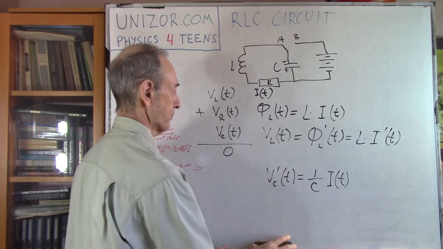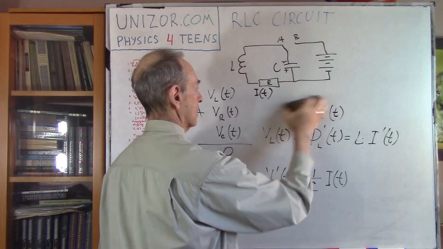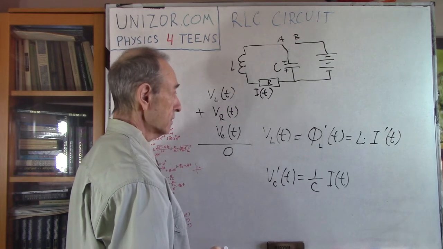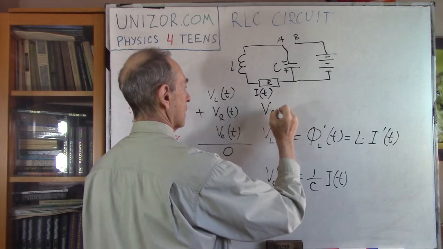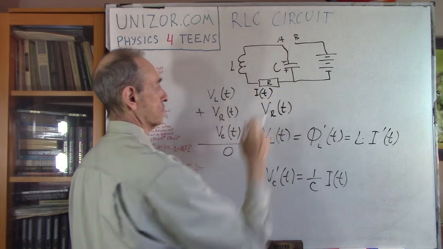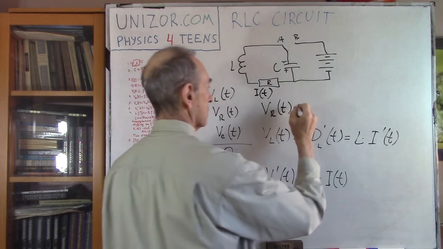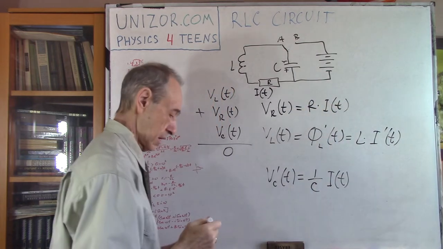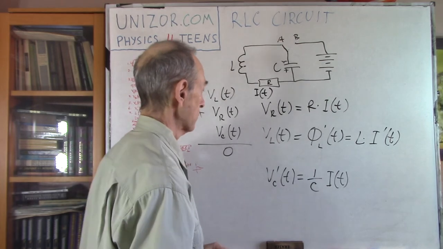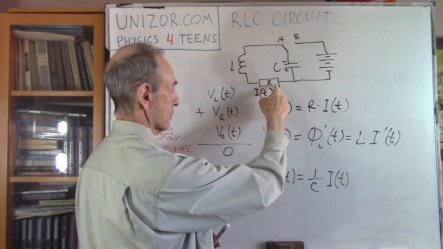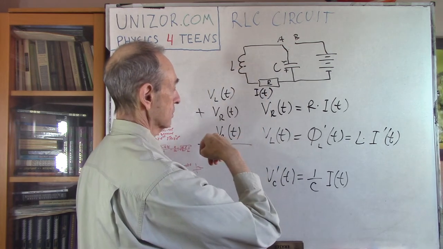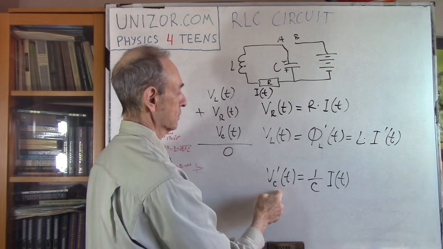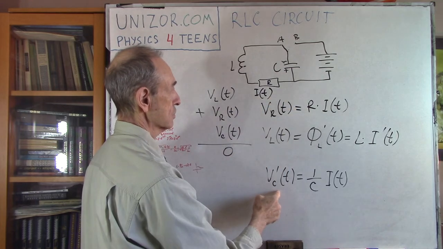This is the electromotive force which is developed by the inductor. Finally, VR, the drop of the voltage on the resistor. Well, this is Ohm's law, as we know, right? It's R times I of T, where R is resistance. So, we have VR, the drop on the resistor, we have VL, which is, well, not a drop in this case, it's actually electromotive force, which is produced by the inductor, and we have the derivative of the voltage on the capacitor.